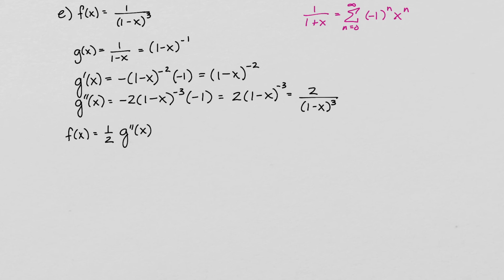Okay. G of x, right? I can use this to rewrite G of x. The only difference between this and G of x is that we have a minus x, where here it's a plus x. So G of x we could write as the summation n equals 0 to infinity of negative 1 to the n times negative x to the n, right? Because instead of a positive x, we have a negative x.